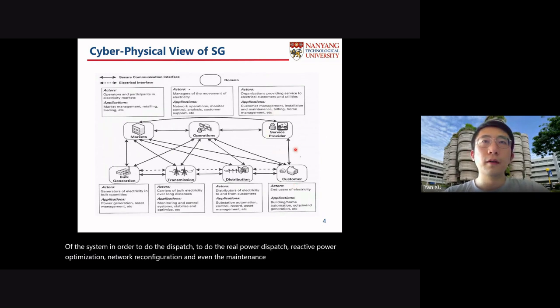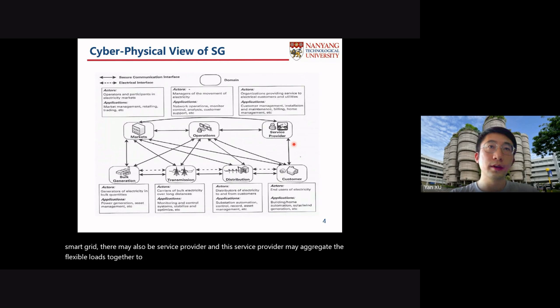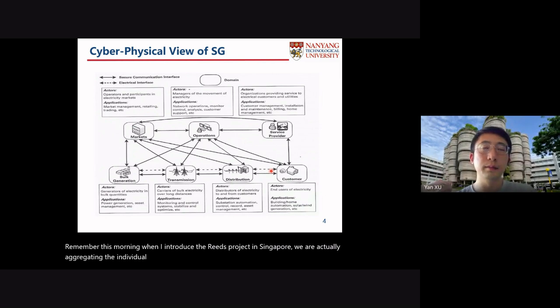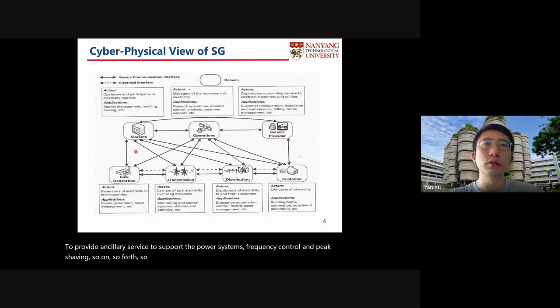And besides, for a smart grid, there may also be a service provider. This service provider may aggregate the flexible loads together to provide ancillary service to the power grid. Remember this morning when I introduced the REITs project in Singapore, we are actually aggregating the individual small microgrid systems together to provide ancillary service to support the power systems, frequency control, and peak shaving, and so on and so forth. So the service provider will also communicate with the different segments and parts of the system.